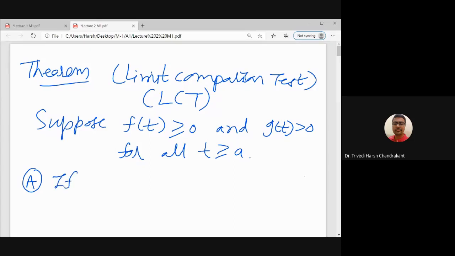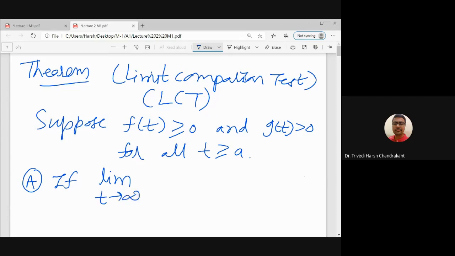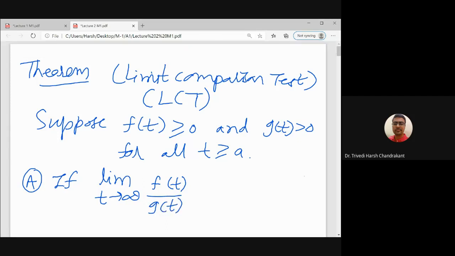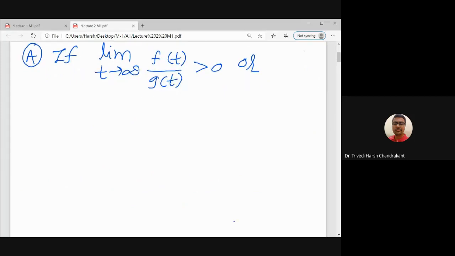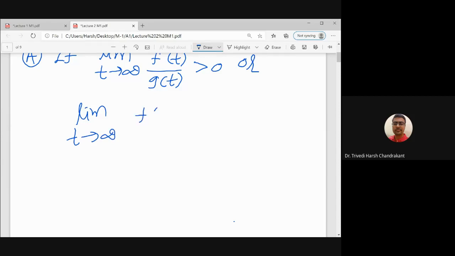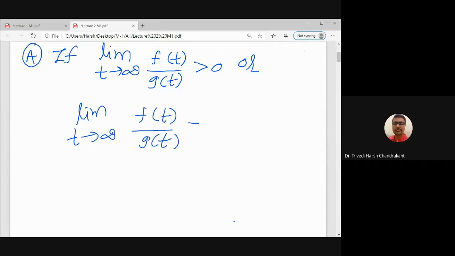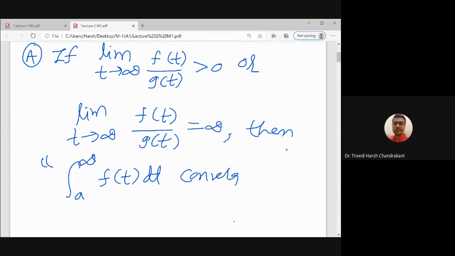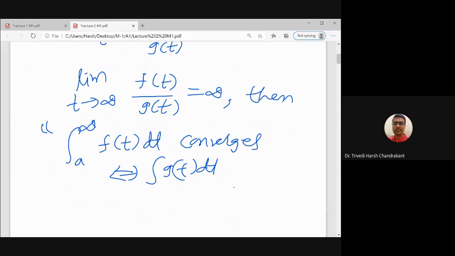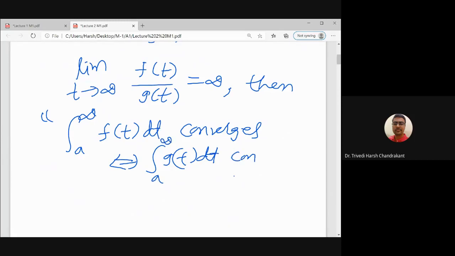The first condition is that we will find the limit of the quotient. As we want to see the behavior at infinity, the limit as t goes to infinity of f(t) by g(t): either this limit is greater than 0, that is the first case, or in the second case this limit is infinite. In either of these cases, what we get is that the integral from a to infinity of f(t) dt converges if and only if the integral of g(t) dt over the same interval a to infinity converges.